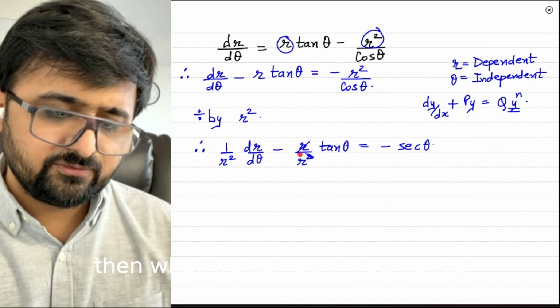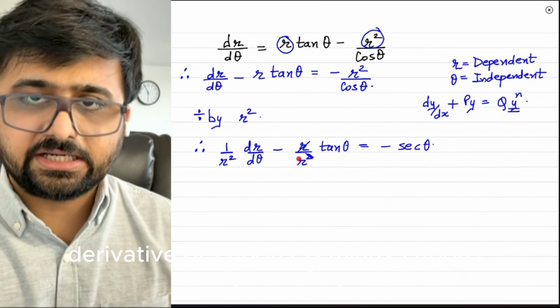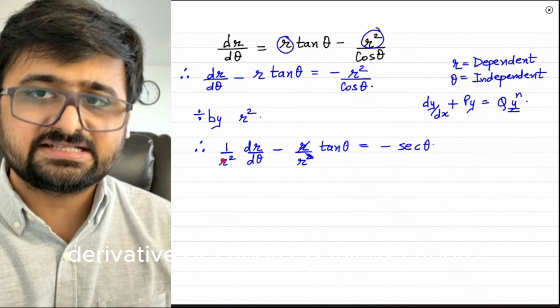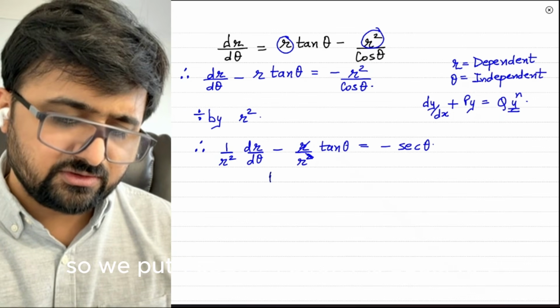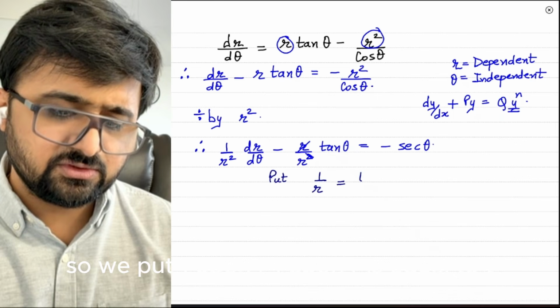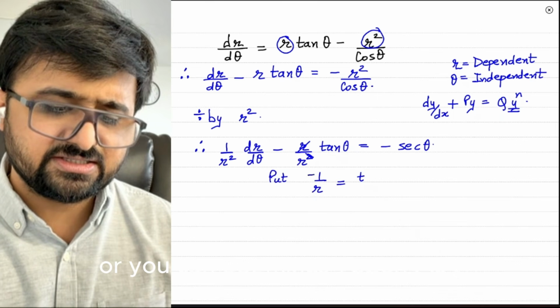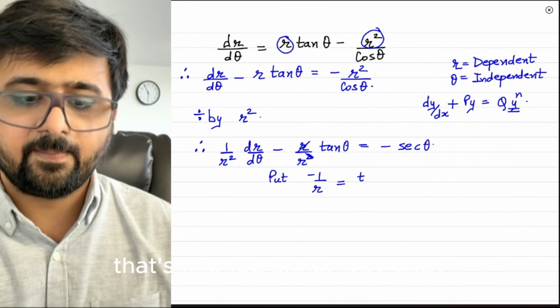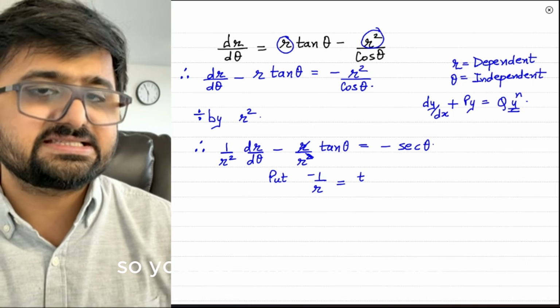Then what we can do, if you notice, derivative of 1 upon r is minus 1 upon r square. So we put 1 upon r is equal to t, or you can put minus 1 upon r is t. That's fine too, either way. So you put minus 1 upon r as t.